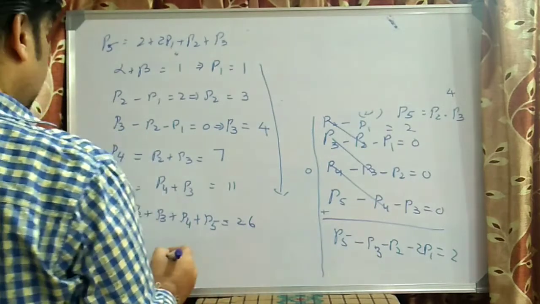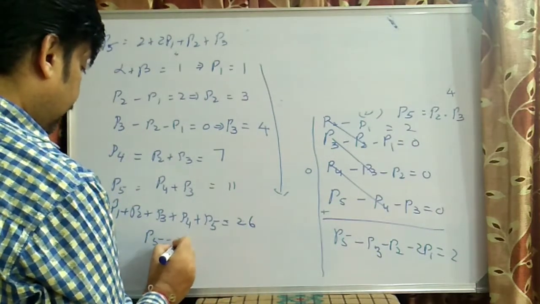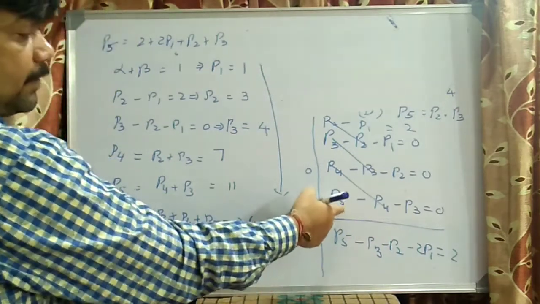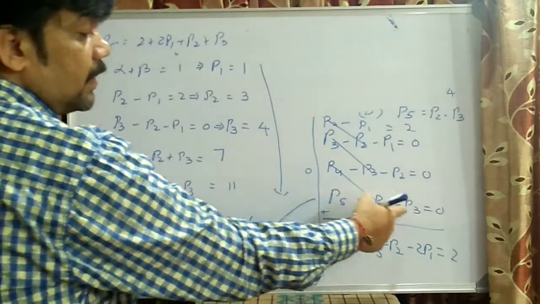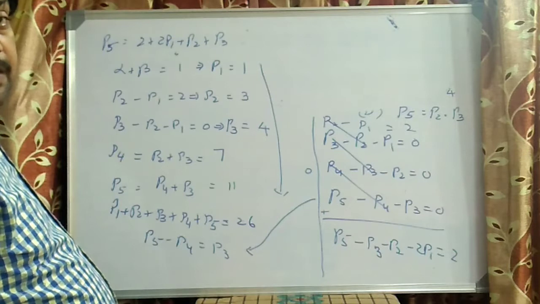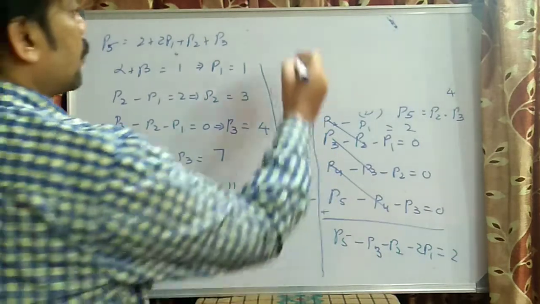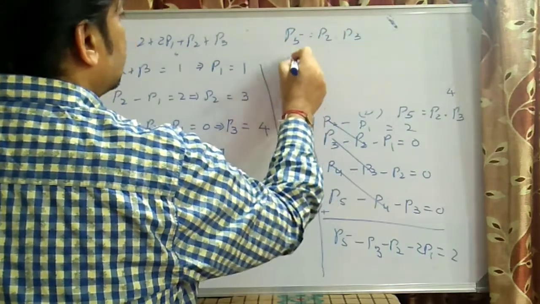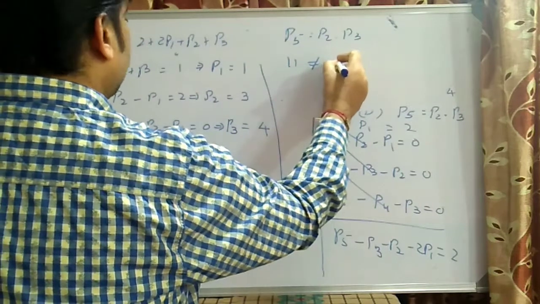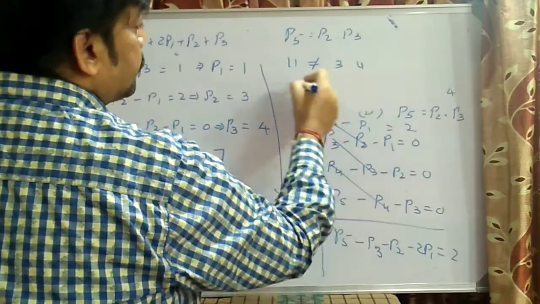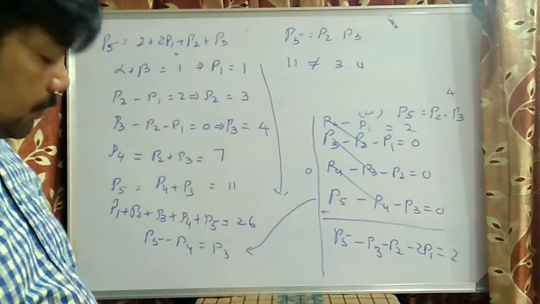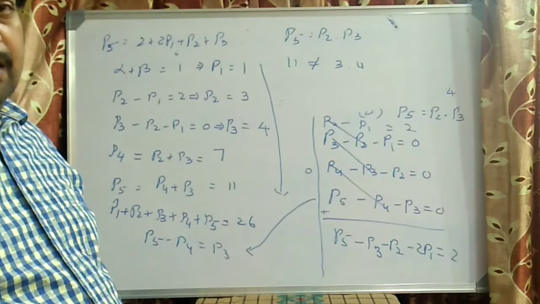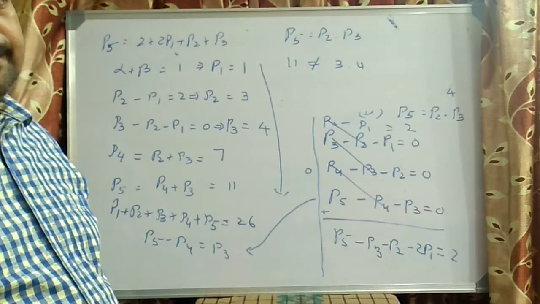Now third option, P5 minus P4 is equal to P3. I am getting directly this from this part. You can see P5 minus P4 is equal to P3. So option C is also correct. But option 4, which is P5 is equal to P2 into P3, is wrong, because 11 is not equal to 3 into 4. This is the wrong answer. So according to the question, the option which is not true is option D.